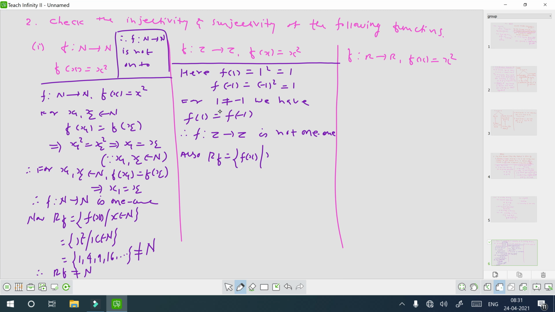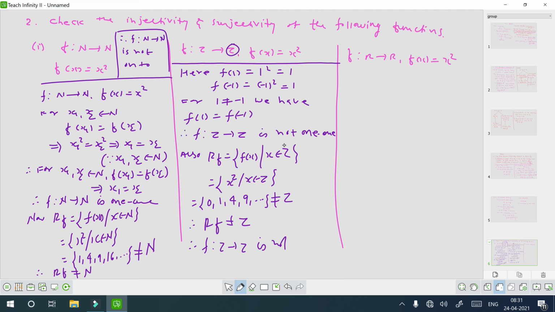F of x, x belongs to Z, that is equal to x square, x belongs to Z, that includes 0 also: 0, 1, 4, 9, likewise. This is not equal to the codomain. The codomain is Z, and therefore the range of f is not equal to the codomain, and therefore f from Z to Z is not 1-1.